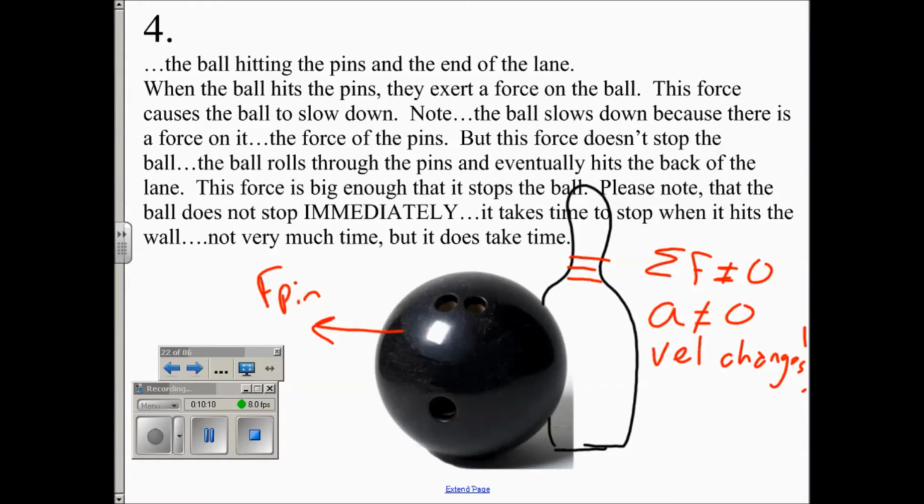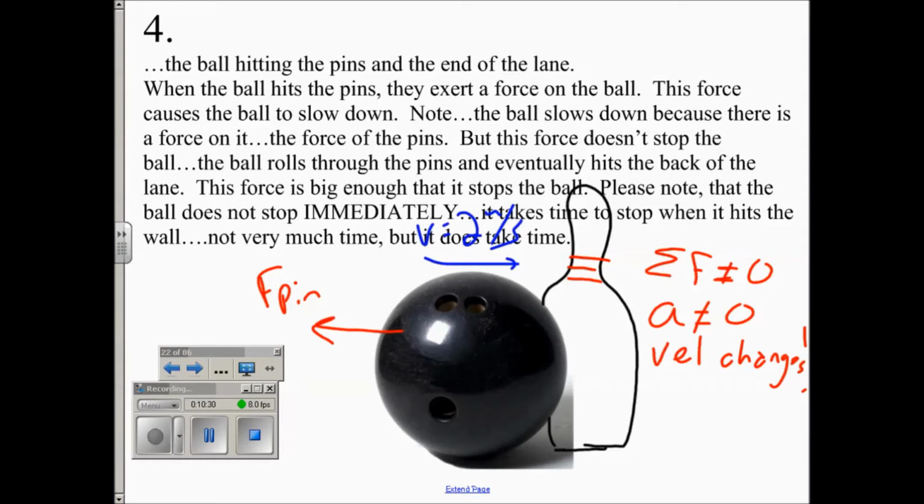Okay? That's probably not enough force to completely stop the ball. And so the ball will keep moving until it hits the wall, which will then exert enough force to stop the ball. Okay? I probably should have put in my velocity. What was the velocity? 2 meters a second, right? Okay? Cool.